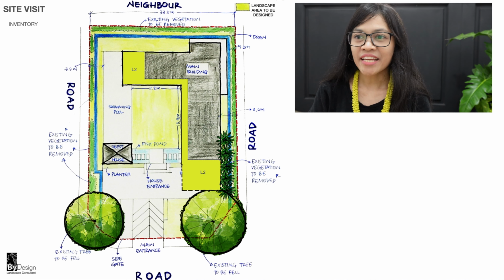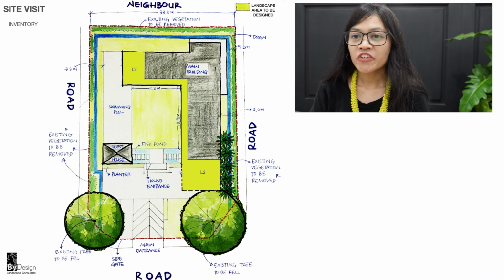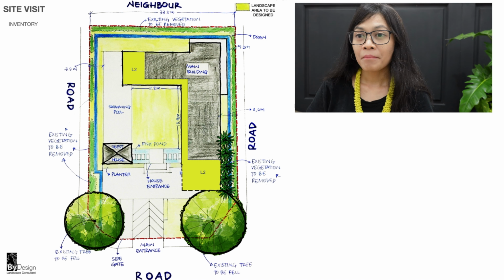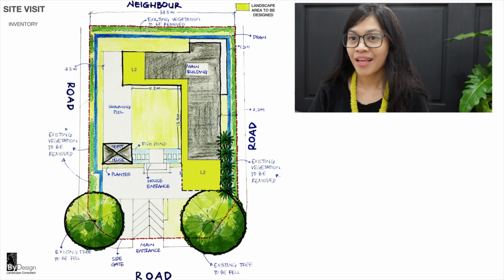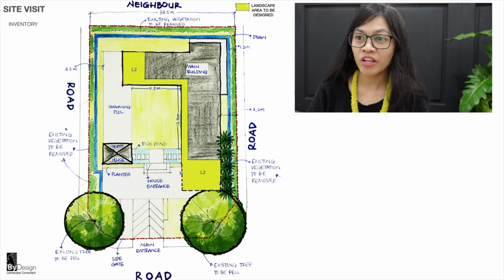Step number 1, site visit and inventory. Although the owner will share the house layout drawing from the architect later on, I still did a rough sketch. It is to show the objects that will affect my design and also to know the landscape area to be designed. As you can see on the annotations, I noted down all the important things on this drawing, such as the trees to be removed, the drain location, the building, the surrounding, the measurement, and etc.